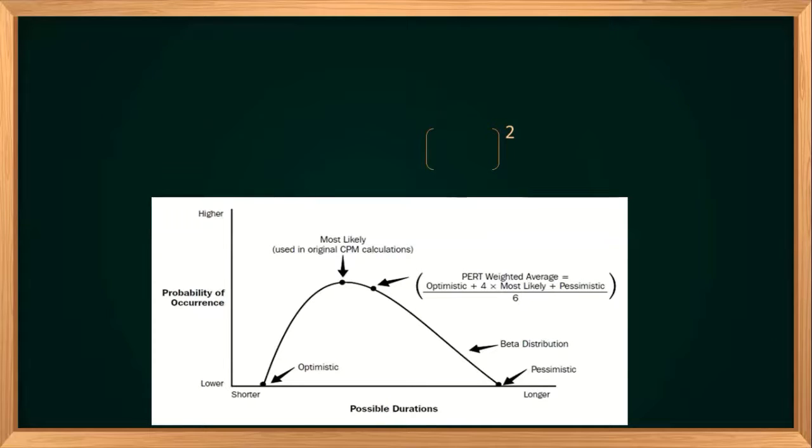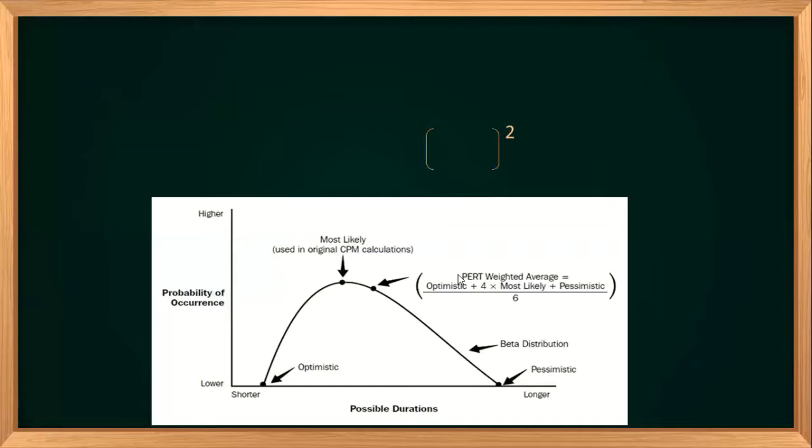The optimistic time is the shortest time by which we can reach, the longest time is given by the pessimistic time, and the most likely time is somewhere in between. The probability of occurrence for the optimistic and pessimistic times is very low, right? Everything will not happen according to our plan, and everything will not be that much worse in the pessimistic case either. So the probability of occurrence is very low there, and the highest probability of occurrence is for the most likely time.